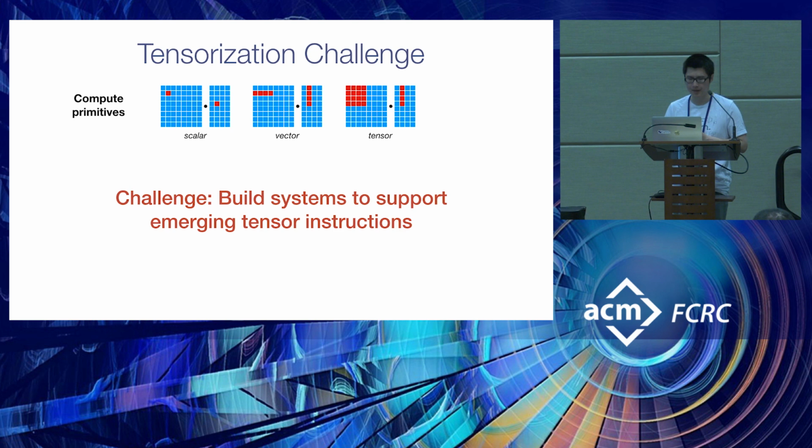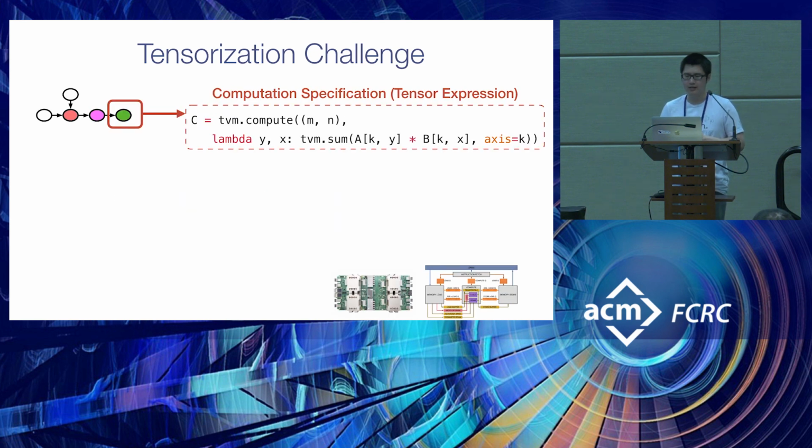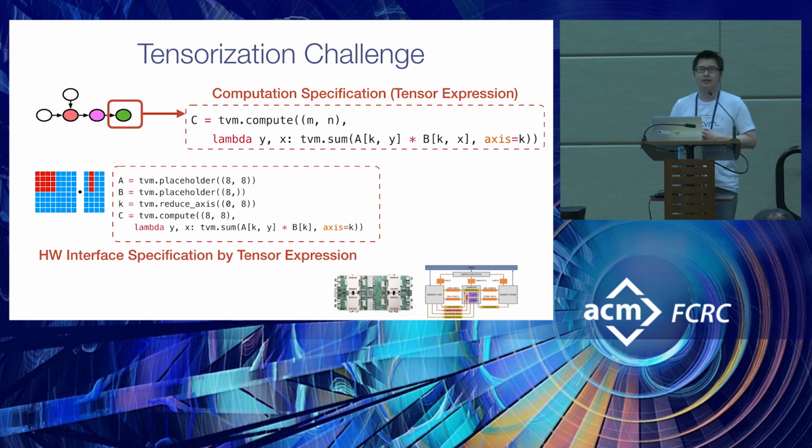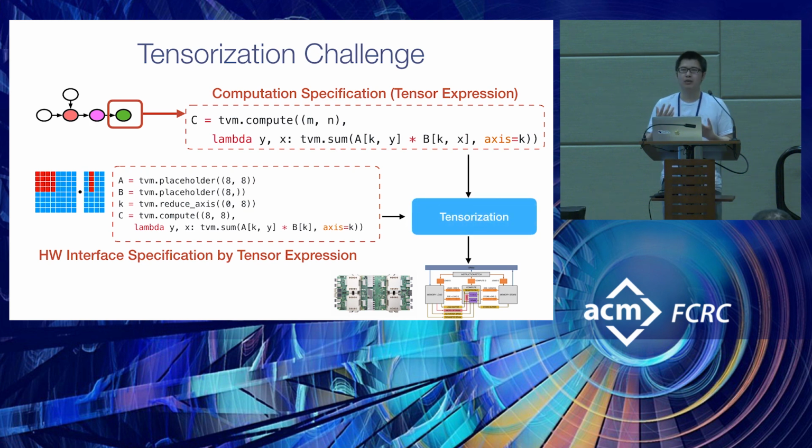The solution that TVM has is that we use the same tensor expression language to describe the hardware interface. The idea is that since we cannot enumerate all the possible hardware ISAs, let's build a DSL that allows us to declare the semantics of the hardware ISA. Then we take the compute specification and the hardware ISA specification and compose them together through a tensorization process, so that we can mix, match, and verify that certain regions correspond to the corresponding hardware intrinsics.